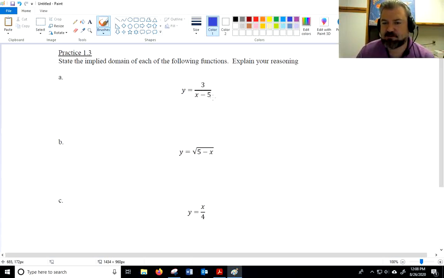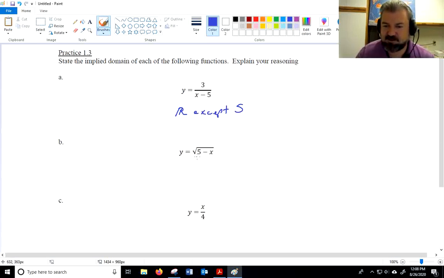Okay, so what numbers could be problems here? Remember, we're not allowed to take the square root of a negative, and we're not allowed to divide by 0. Well, hopefully you see that x being 5 would cause this to divide by 0. So I'm going to say that my domain is all real numbers except 0. Oh, sorry, except what? Not 0. Except 5. It was 5 that caused me to divide by 0.